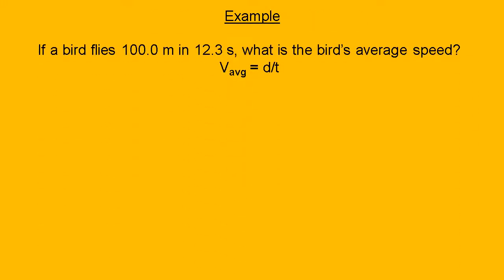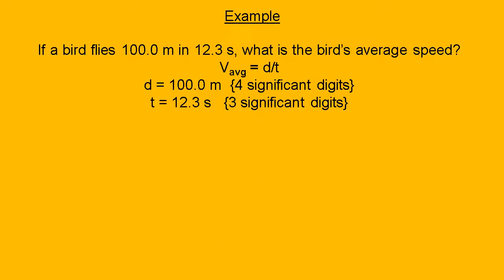So we use an example. If a bird flies 100.0 meters in 12.3 seconds, what is the bird's average speed? The formula for average speed is just distance over time. The distance in this case is 100.0 meters, which is 4 significant digits. And the time is 12.3 seconds, which is 3 significant digits. So we know right away that the answer can have only 3 significant digits by the rule of least significance.